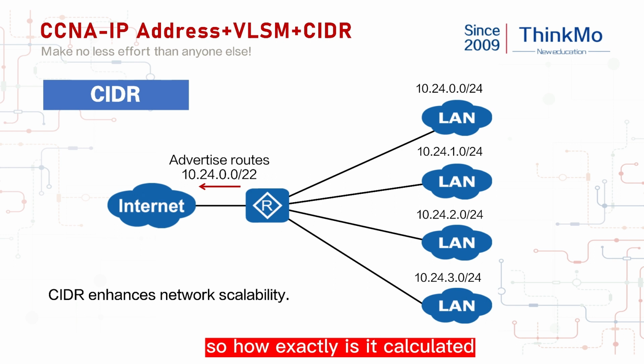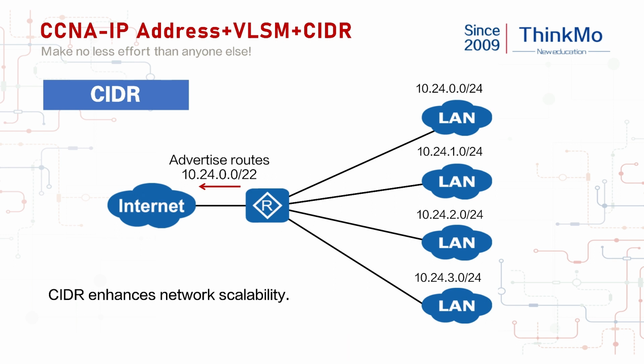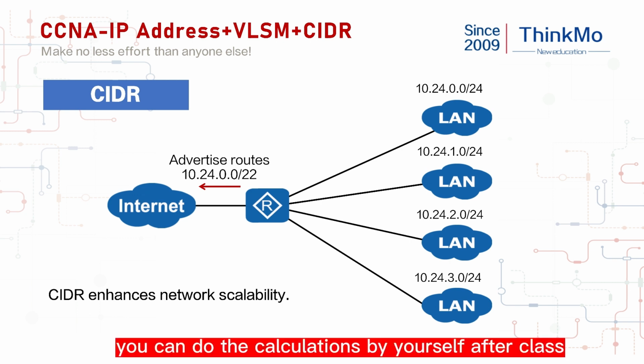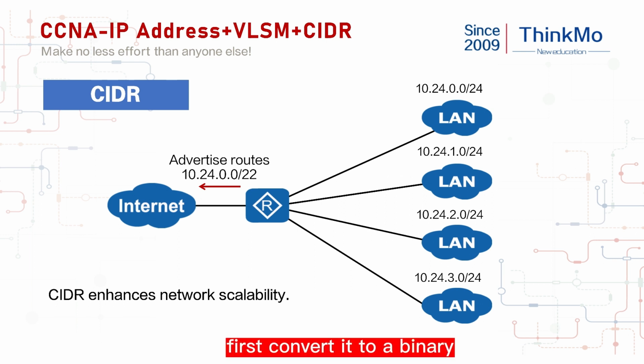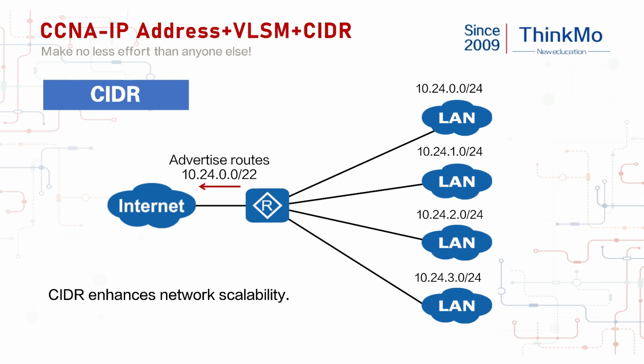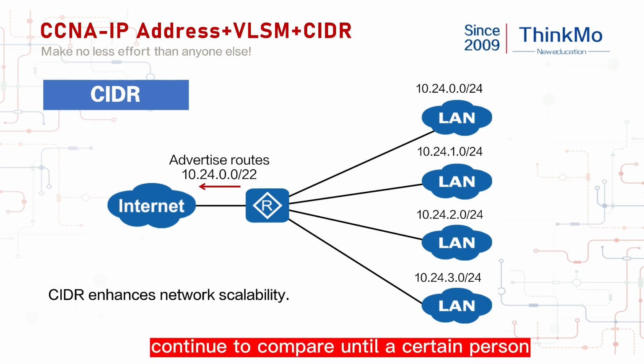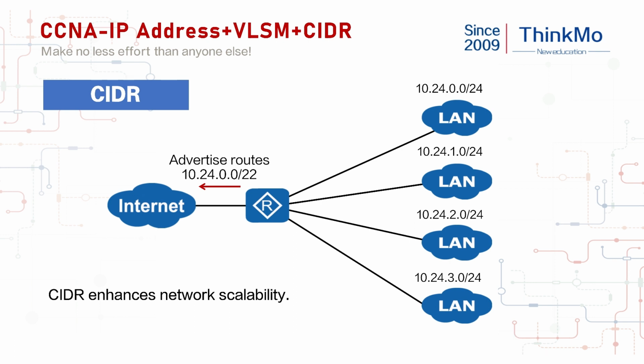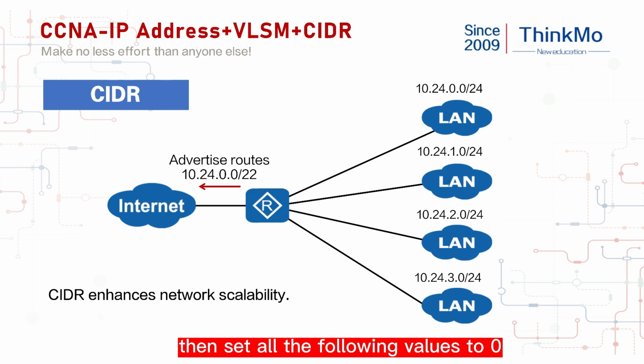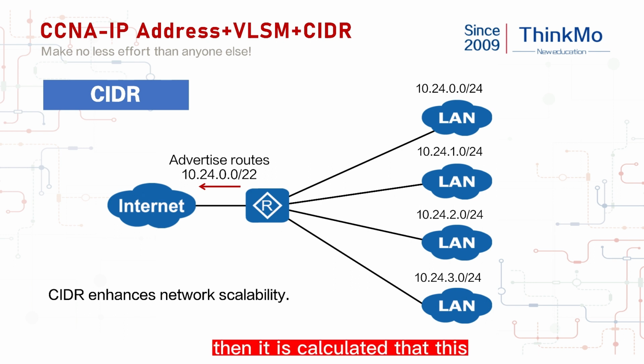So how exactly is it calculated? I can also briefly tell you how. You can do the calculations by yourself after class. It is calculated in the same way as VLSM. First convert it to binary. After converting, you will find that they have a very large number of digits in front that are all the same. This is a total of 4 groups. You do the math after class. The preceding digits are almost always the same. When you compare them, continue to compare until a certain bit is different. Stop from that one, then set all the following values to 0.